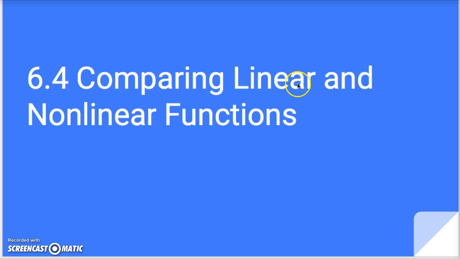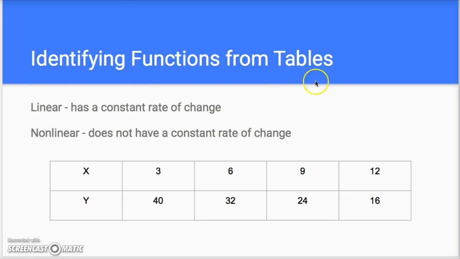If you just look at the word linear, you see the word line within that. So anything that's linear is going to be a straight line. If you just keep that in mind as we go through this, it makes things a lot simpler. So the first thing we're going to look at is identifying functions from tables.